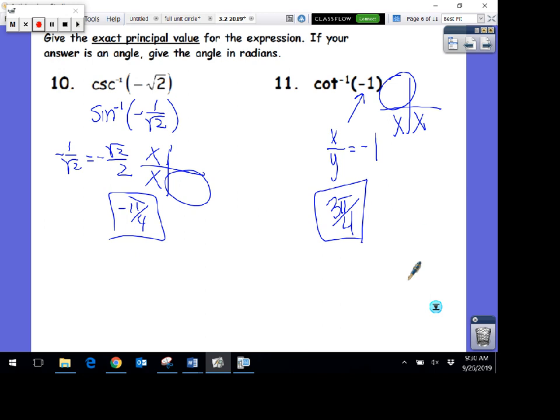There are never, ever multiple answers on principal value questions. Ever. Do not ever, ever write two different answers. There's only one answer. If you write two, it is automatically wrong. There are not two answers. Only one possible answer.